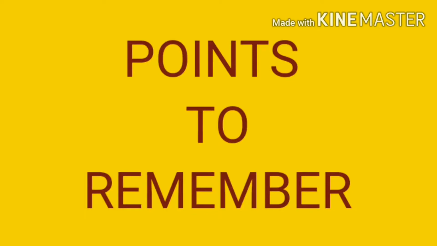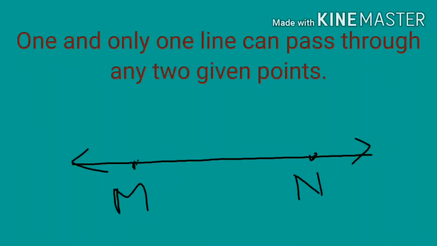There are some important points in this chapter which we have to remember. One and only one line can pass through any two given points. Here, M and N are two points through which we have drawn the line MN.